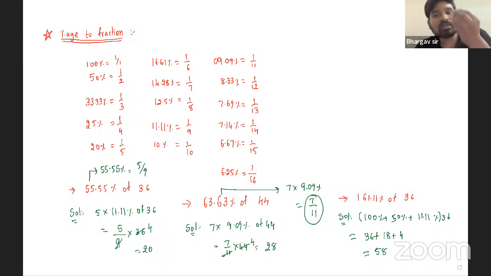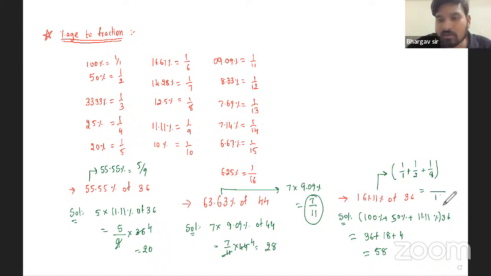But if at all I want to write only the fraction of 161.11%, how would I write the fraction? 100% is 1 by 1. 50% is 1 by 2. 11.11% is 1 by 9, right? This is the fraction. Now LCM would be 18. Here I'll have 18 plus 9 plus 2. So 29 by 18 will become the fraction for 161.11%.